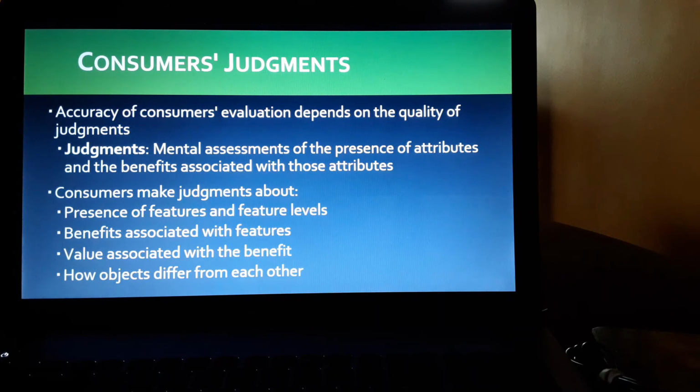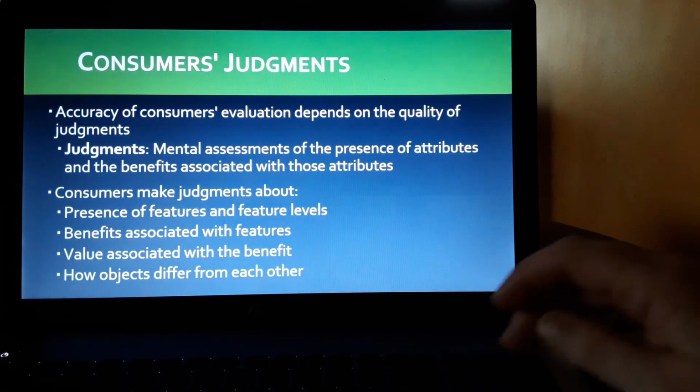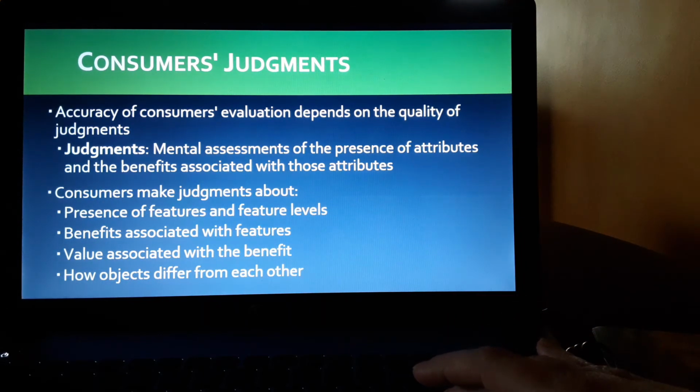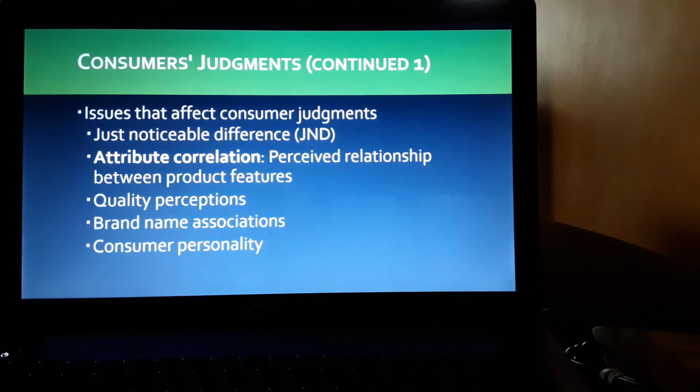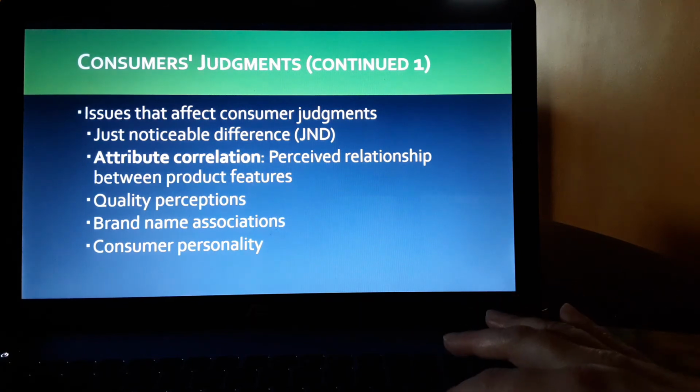People make judgments about all sorts of things. That's just the way it is. How they compare to other products, what features are available, the benefits, that kind of stuff. Okay, so also consumer judgments, attribute correlation. So quality perceptions, brand name associations, consumer personality. What is the personality of the consumer? We talked about these before. The just noticeable difference. How is it that this product is just a little bit different? How is the Ford car just a little bit different than the Honda, that kind of thing, or the previous model?